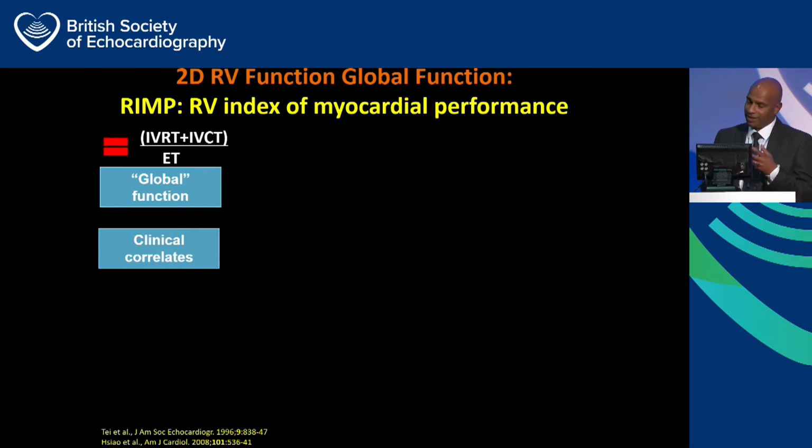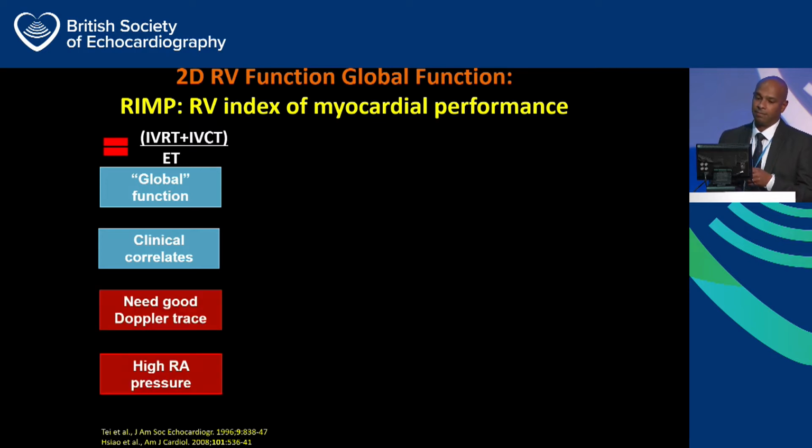In terms of calculating it, it's the summation of the isovolumic contraction time from systole and the relaxation time from diastole divided by the ejection time. You need good Doppler traces to get accurate signals. These are quite short time periods that we're trying to measure.